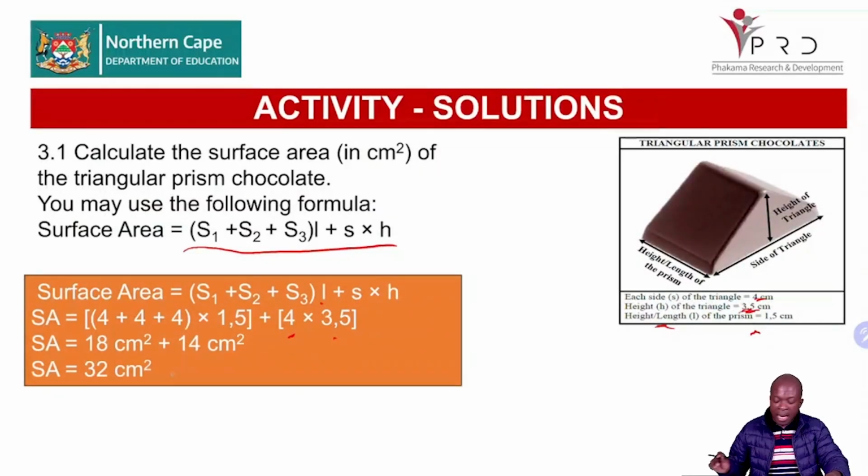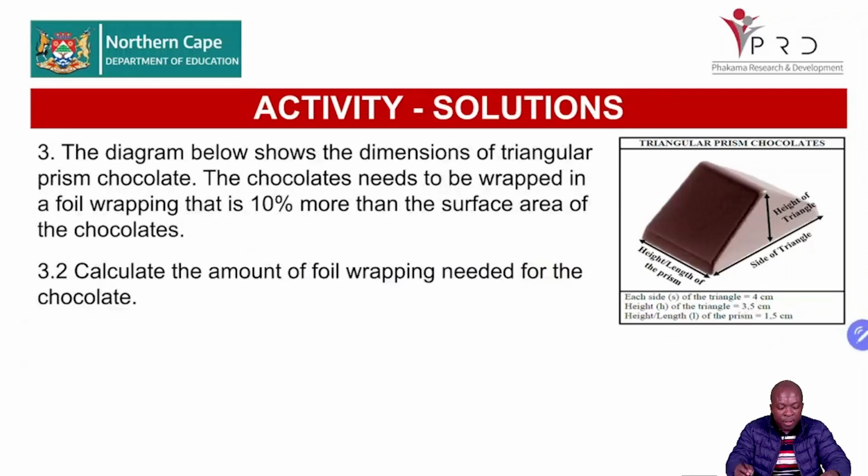So let us press and confirm that our answer is correct. It's 4 plus 4 plus 4, which is going to give me 12 times 1.5. That will give me 18. There's our 18. Then 4 times 3.5. That gives me 14. There we are. So 18 plus 14 is 32.